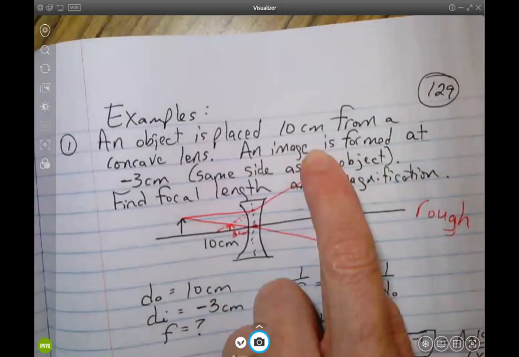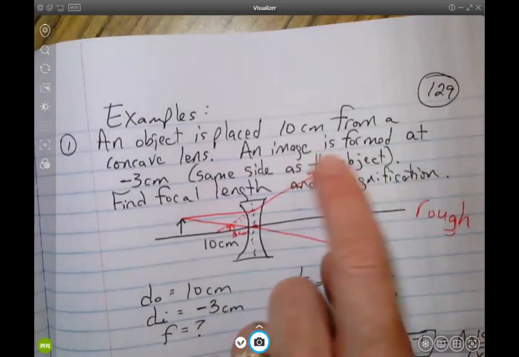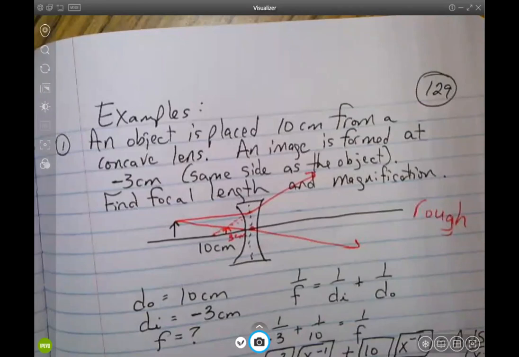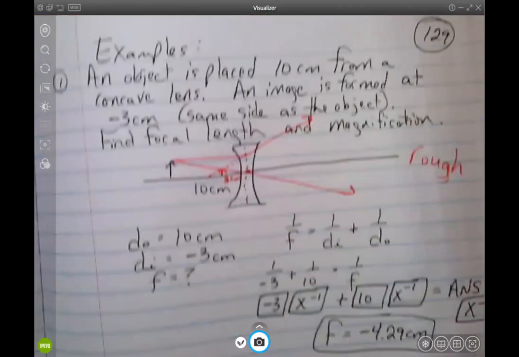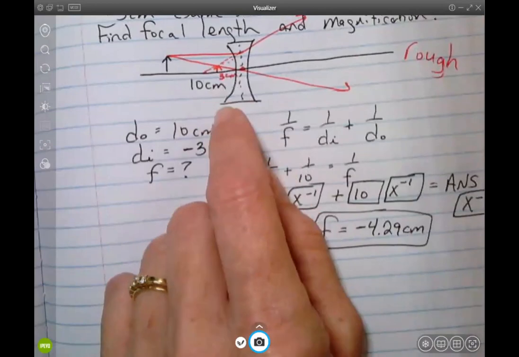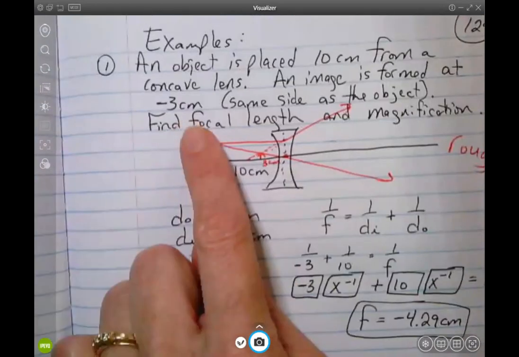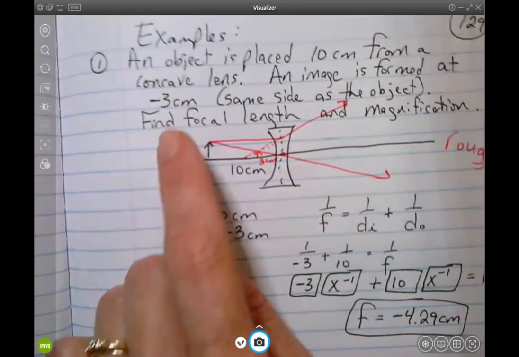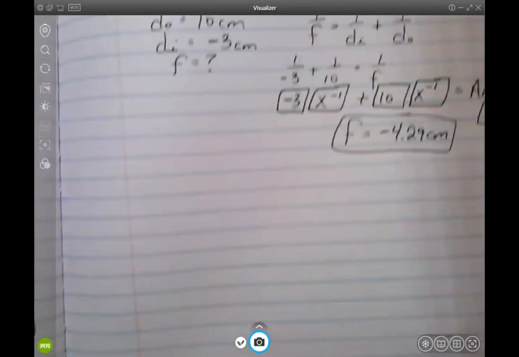I just wrote it in the formula. I mean, I wrote it in the problem. The DI is right there. Wait a minute, what's your question? Do you see that I gave it to you in the problem? Yeah, I saw you gave it to me, I just didn't know that. Oh, that's the image distance.